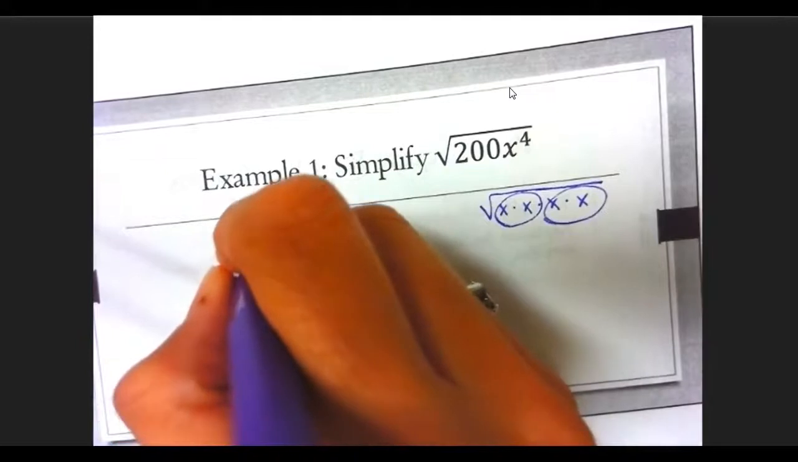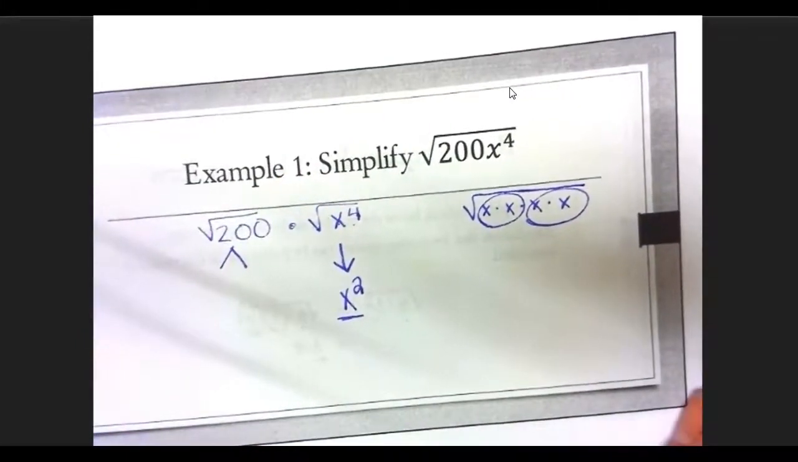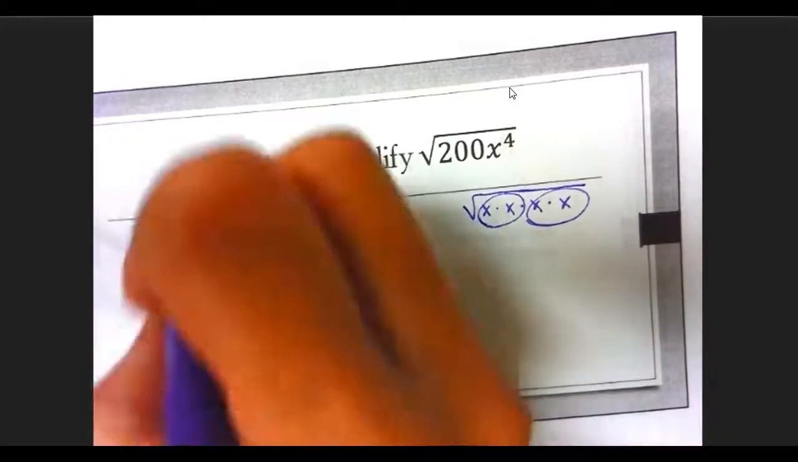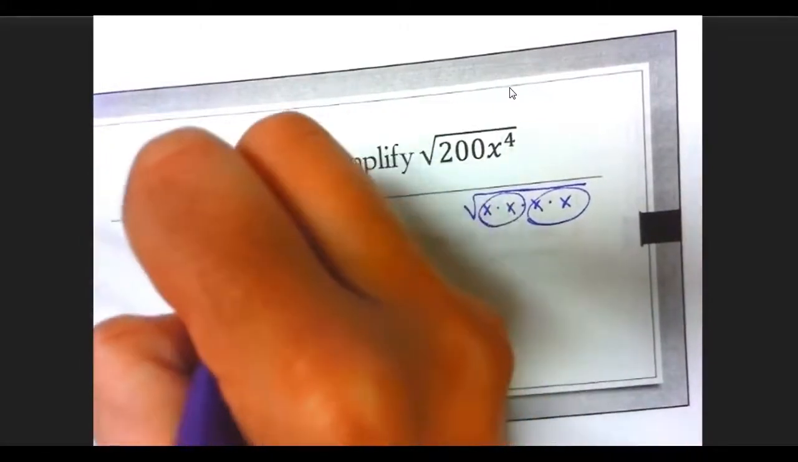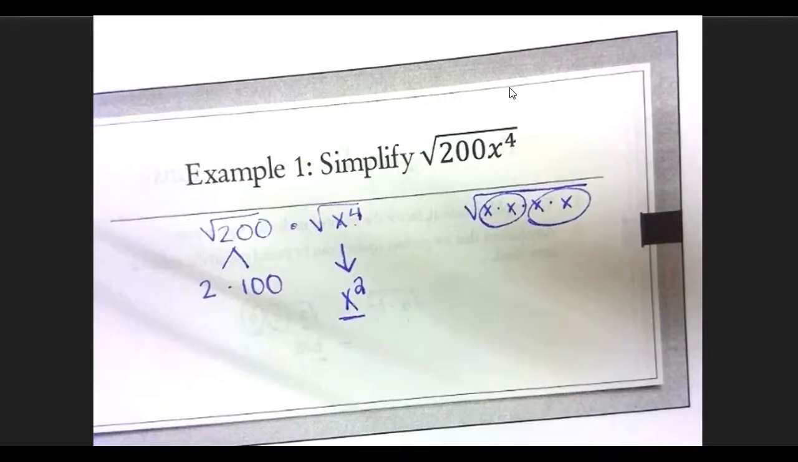Is there a perfect square that we could divide 200 by? Or 200 is an even number? Abby, what do you think? Divide it by 2. Perfect. So we get 2 times 100. What do we know about the number 100? 100 is a nice, what is it, Madison? I know you know it. What is it? It's even.